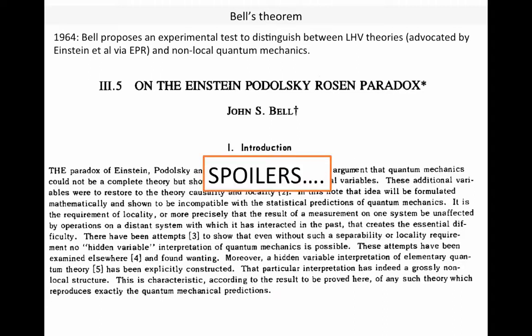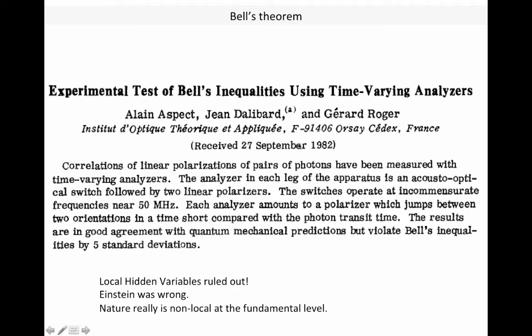Now, the proposed experiment was actually carried out, most famously in 1982, and the result of this experiment is one of the most important results in the history of science. And it's so important, I'm going to state it up front before we even get into Bell's theorem. So, spoilers for the next slide. The experiment of 1982 showed that local hidden variables theories are not correct, that Einstein was wrong, and that nature really is non-local, as quantum mechanics predicts, at the fundamental level.